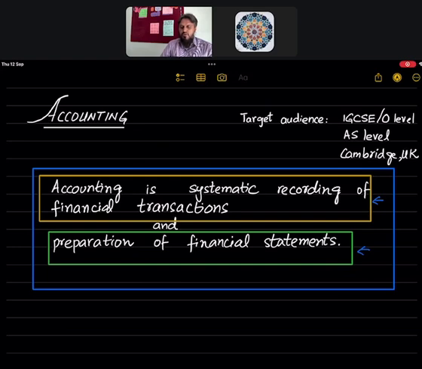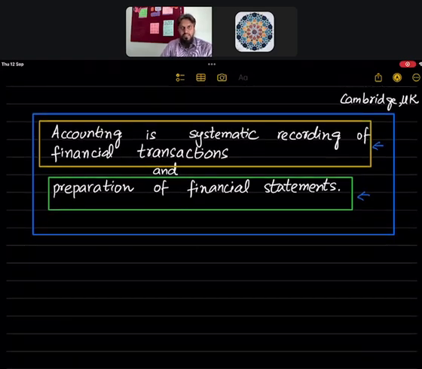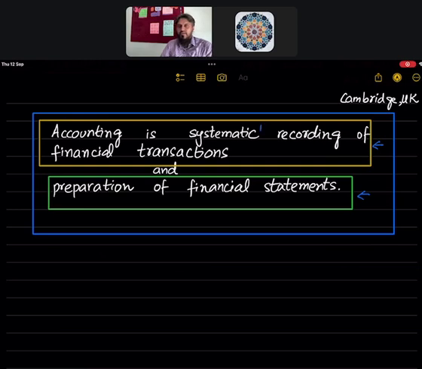Let us now analyze each of the components separately. What do we mean by systematic recording? Well, by systematic we mean that we would do accounting from the perspective of a system that would be followed. It is a general convention among the accountants that they record the transactions in a specific or particular manner. That particular system is known as the double entry accounting system. We will learn about it in future lectures. What is the double entry accounting system? And that becomes the backbone of accounting.